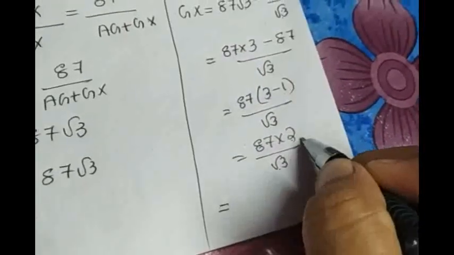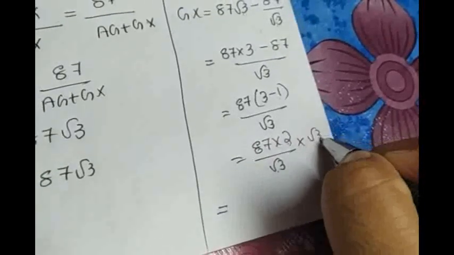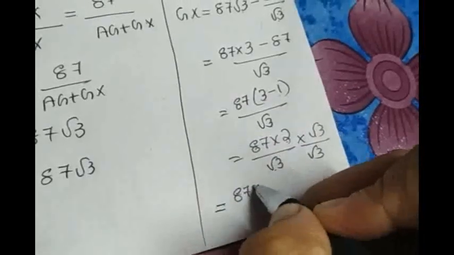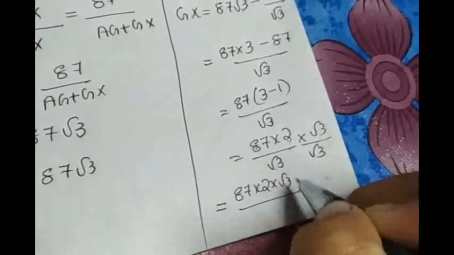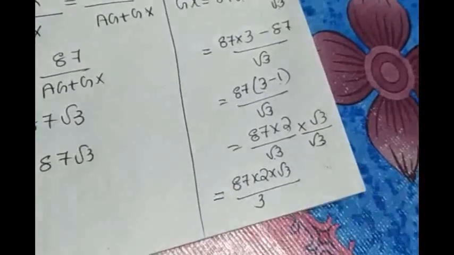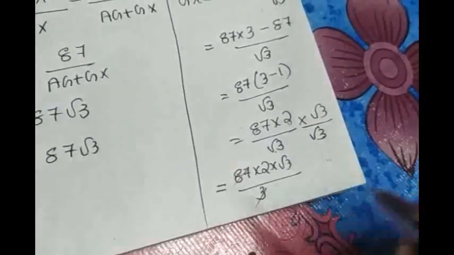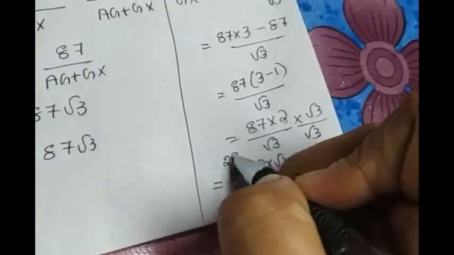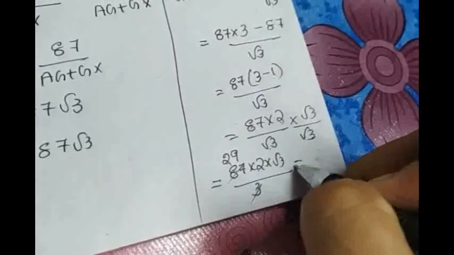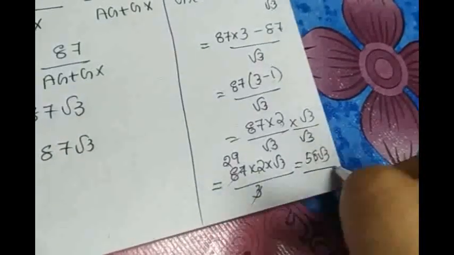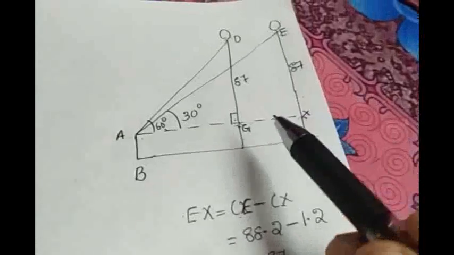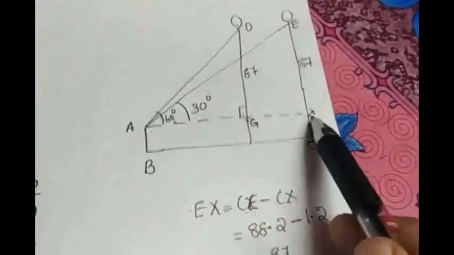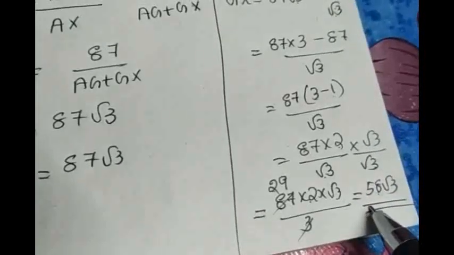Now what I am going to do is multiply numerator and denominator with root 3, just to rationalize. So we are getting 87 into 2 into root 3 divided by root 3 into root 3 in the denominator, which gives you 3. Just cancel 87 and 3. 29 into 2 is 58. So 58 root 3 will be the distance traveled by the balloon from G to X. The question was to find the distance between G and X and we got the value as 58 root 3.